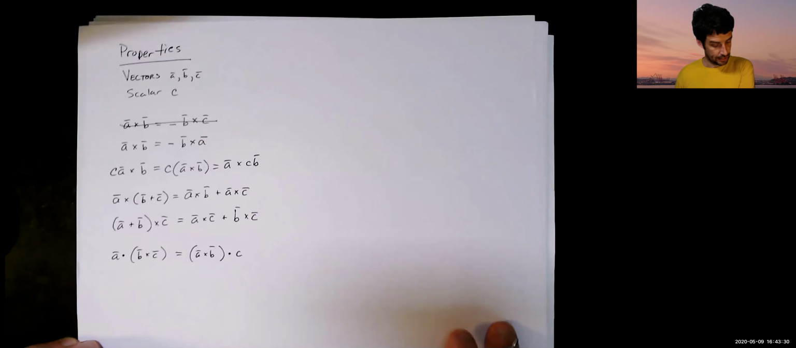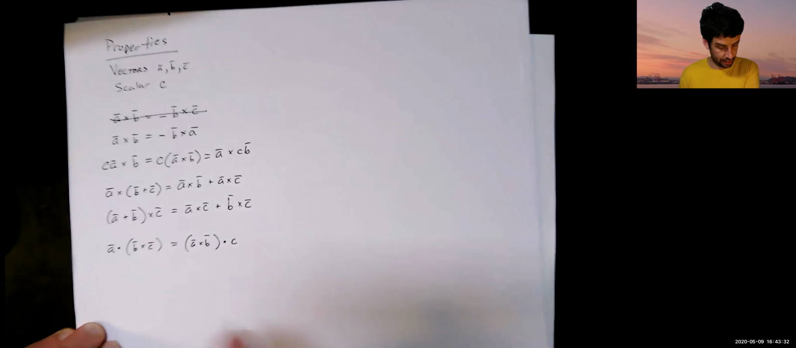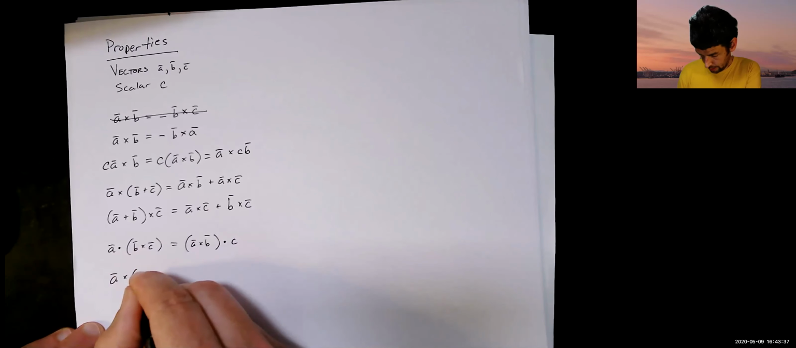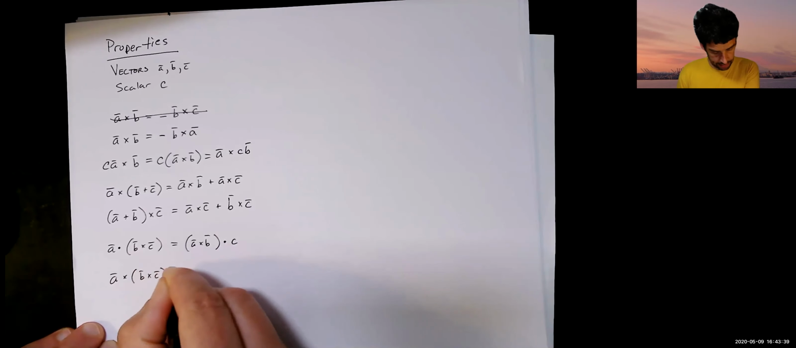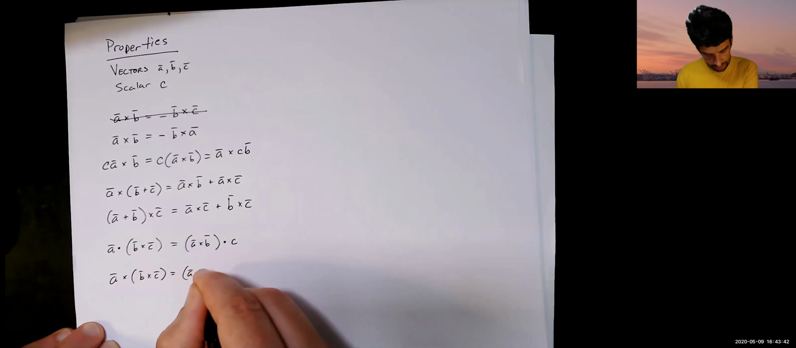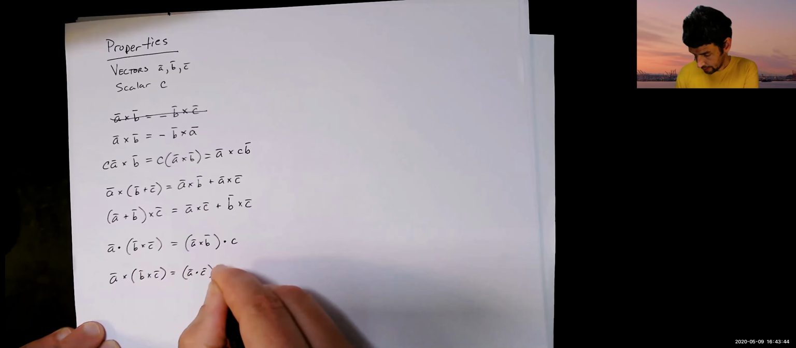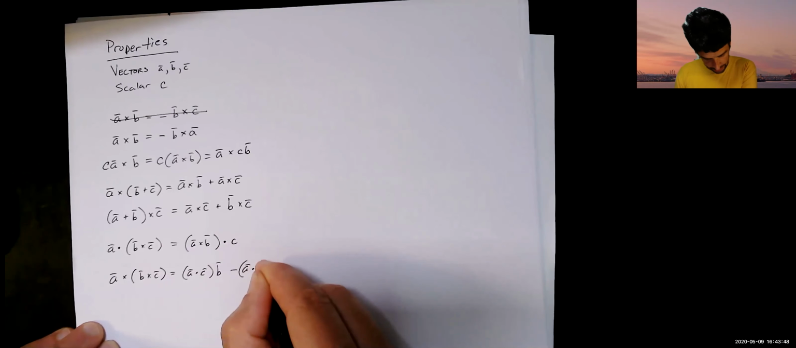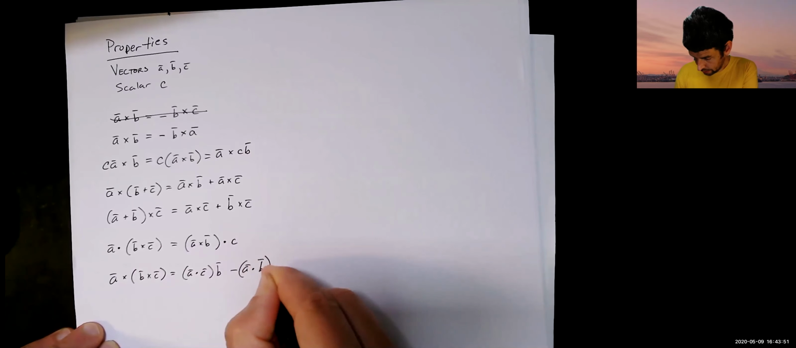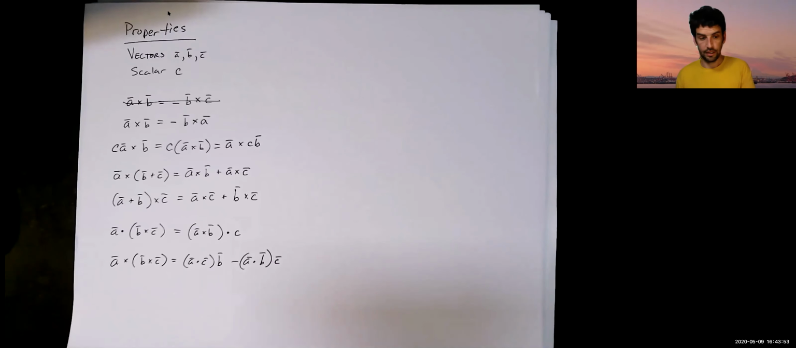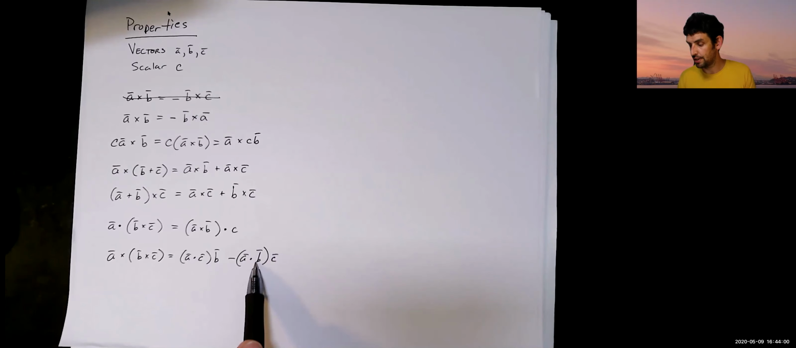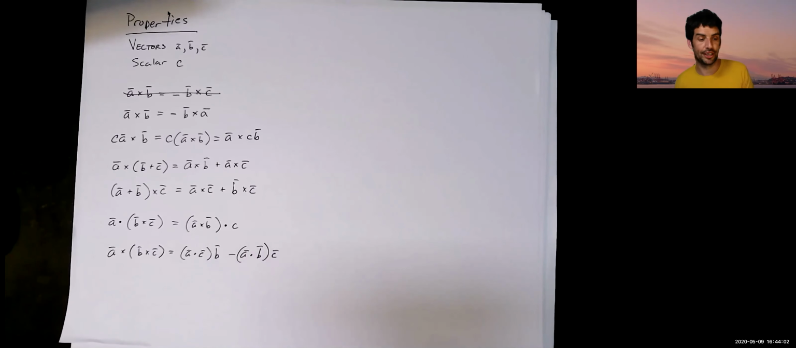Okay. And then finally, here's another one. A cross B cross C is equal to A dot C times B minus A dot B times C. Okay, so just notice on this side what's happening. A dot C is a number, and then we're scaling the vector B. A dot B is a number, then we're scaling the vector C.